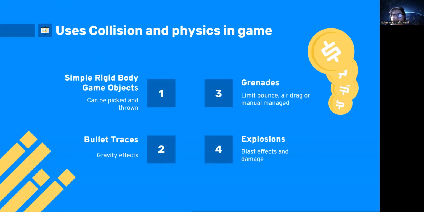Second is the use of bullet traces. Examples are the use of lasers and bullets. These are affected by gravity. Then the creation of grenades that can bounce and be limited by using air drag or manually managed. Then explosions that mimic their sound, create a blast effect, and also cause surrounding damage.